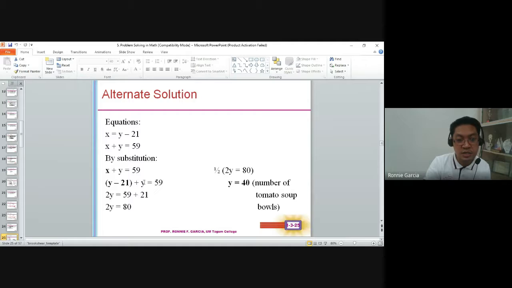So it crossed the equal sign, and now its sign is different. So it became plus 21. 59 plus 21 is 80. So the equation will become 2y is equal to 80. We are solving for the value of y, so that is why we divide both sides by 2 or multiply both sides of the equation by 1/2.